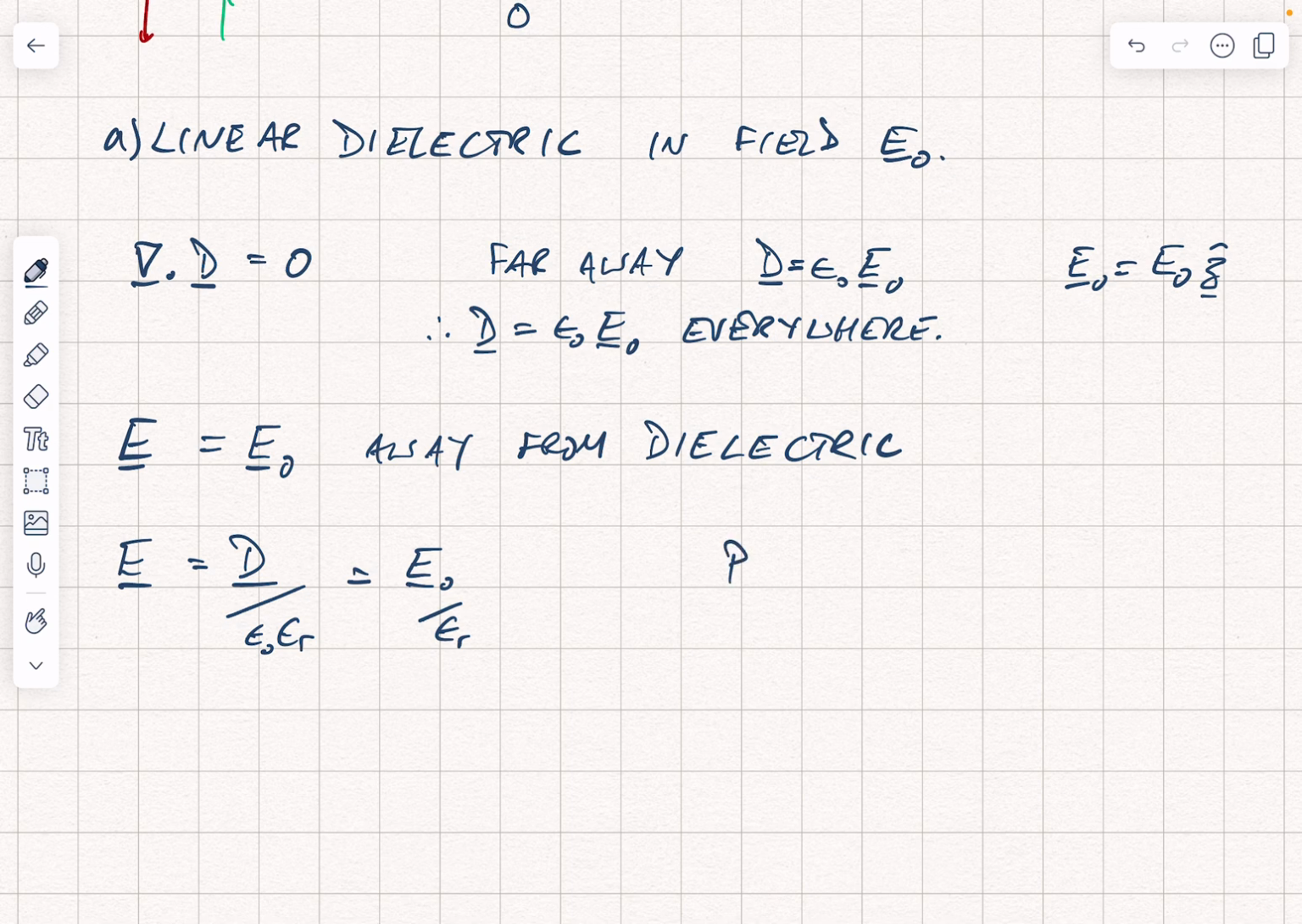We could, if we wanted to, deduce the polarization P, which we write as epsilon naught chi E times E, and notice that this is E and not E0, and that is therefore equal to epsilon naught (epsilon r minus 1) divided by epsilon r times E0. And this is the really key point, that the polarization in the material is linearly related to the total electric field in the material. That's why we use D, because we couldn't actually do a self-consistent calculation of P and E in the material, but D allows us to find that.